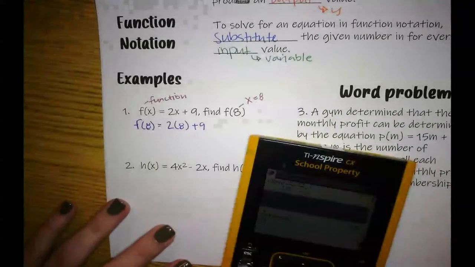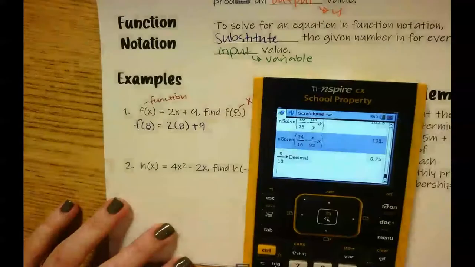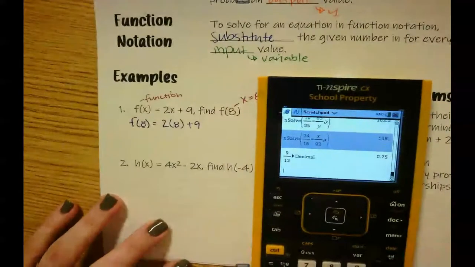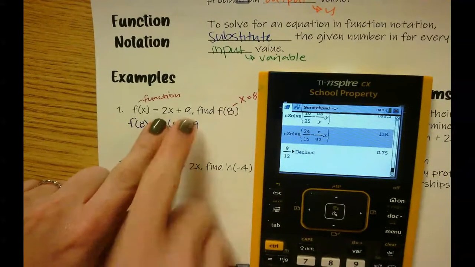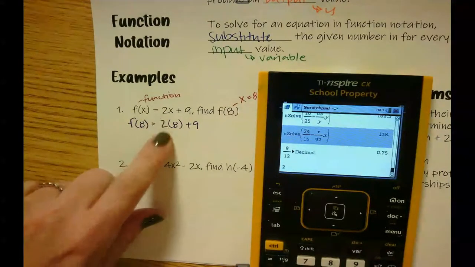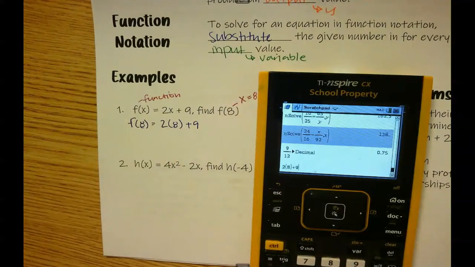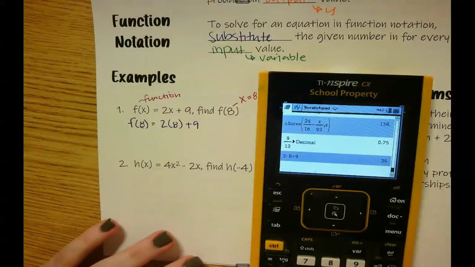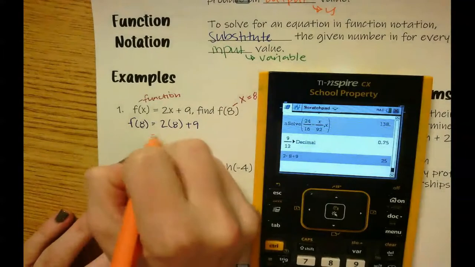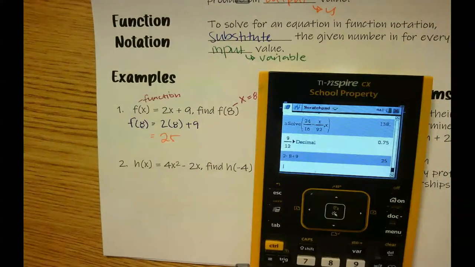What I can do is I can plug in my equation, just substituting in that number where I see that variable. So I can put in 2 times 8 plus 9, and that gives me 25. So my answer is 25. That's one way of doing it.